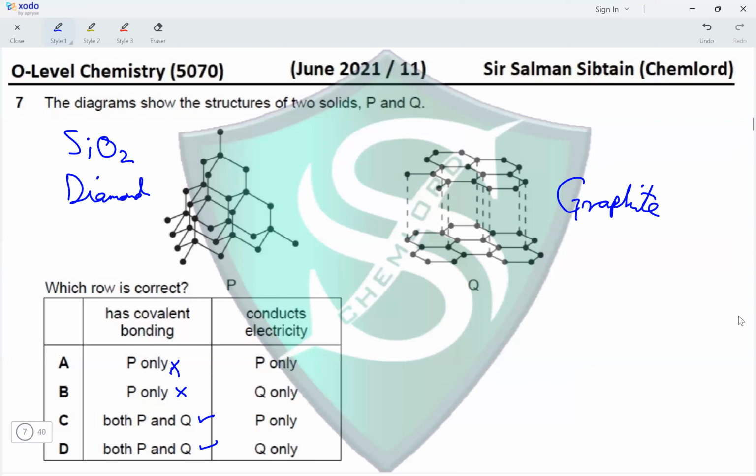Next, conducts electricity. P does not conduct electricity. Q conducts electricity because layers of graphite have a delocalized electron for each carbon atom present. So the correct option for this question is option D.